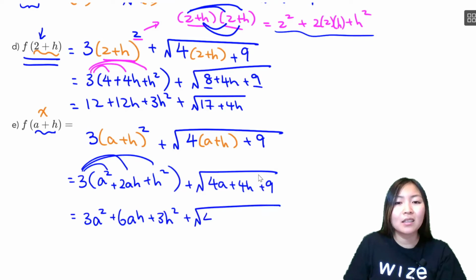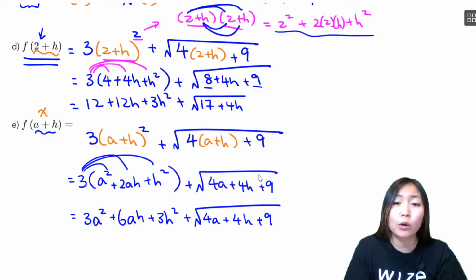Underneath the square root, there's nothing really we can do. We have 4a plus 4h plus 9. Don't try to smush them together, because that's like asking you to add 4 cats, 4 dogs, and 9 humans and trying to give you one number. Can't do that, right? They're separate entities.